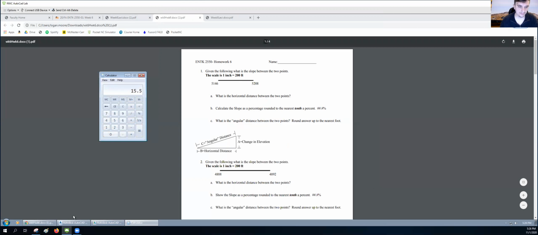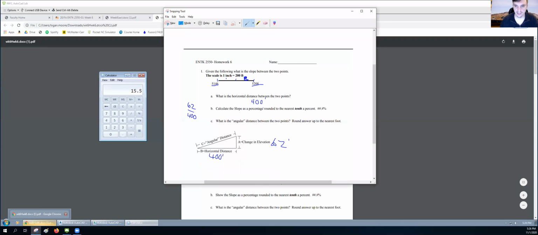15.5% slope. All right, so that would be the answer for B right there. Round to the nearest 10%. Now it's asking what's the angular distance between the 2 points?